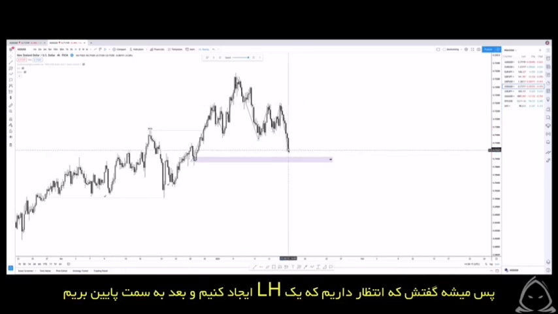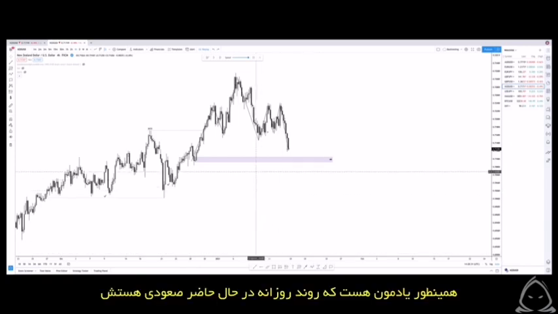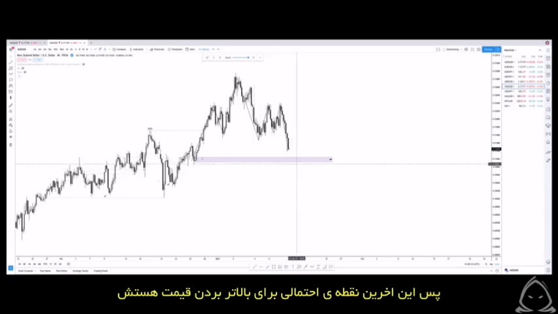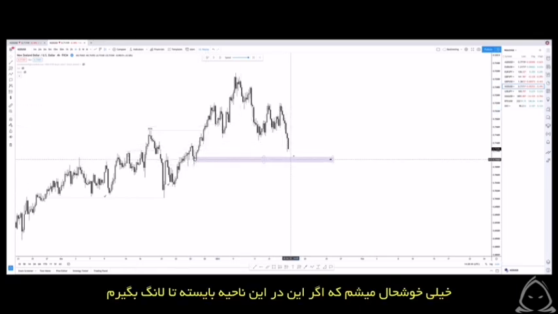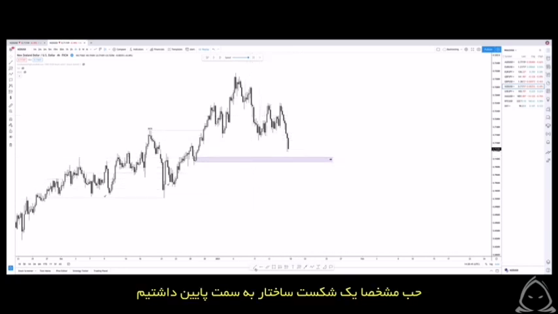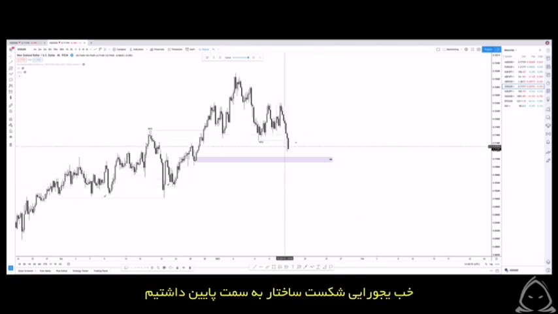So you could say now that the expectation is potentially we might form a lower high, and then we could continue lower. But if I just remove that, we also remember that the daily trend at the moment for us is bullish. So this potentially is our last point of interest to take this higher. And I'm more than happy, because this is unmitigated and caused this aggressive move up, if this sets up in this area to take this long. So I'll mark this on, obviously, that we've had a breaker structure to the downside. There. So we've had a breaker structure to the downside.